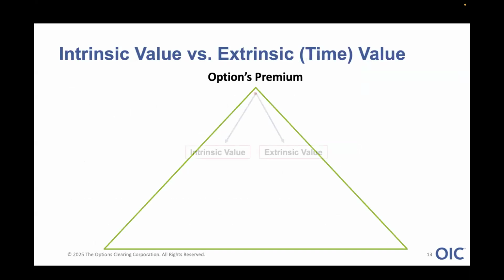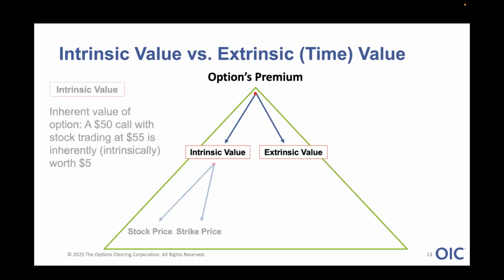Okay, so let's look at the components of an options price. If an option is in the money, it's going to have two components: both intrinsic and extrinsic value. And if an option is at the money or out of the money, it's going to have no intrinsic value and 100% extrinsic value. So let's look at an example.